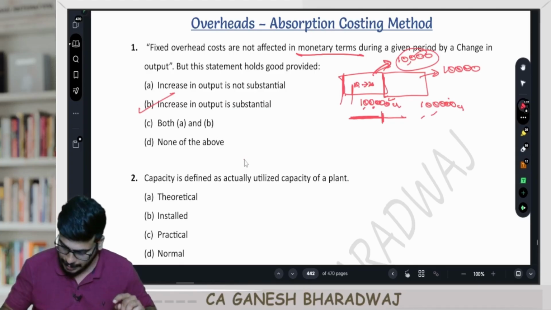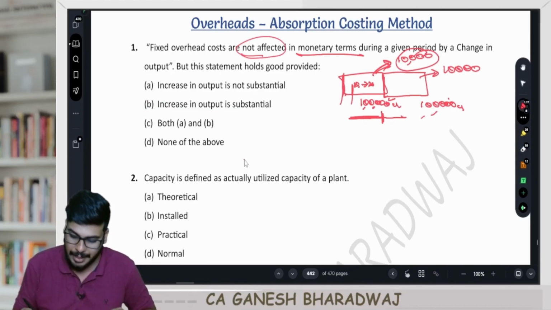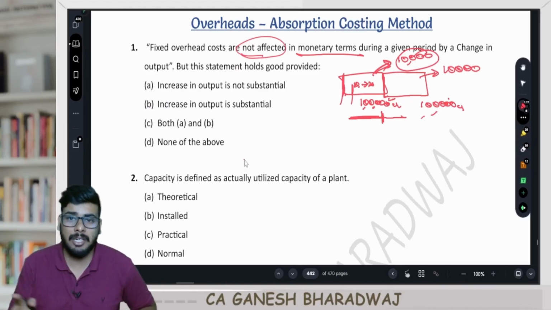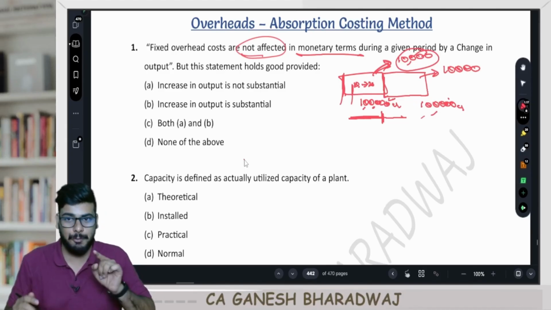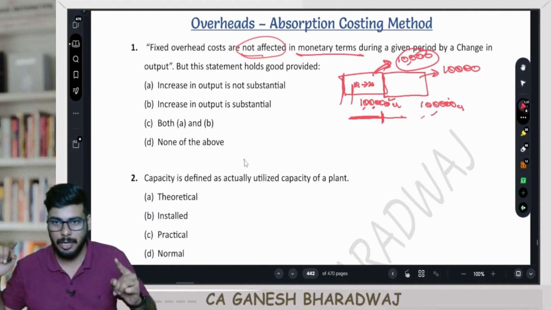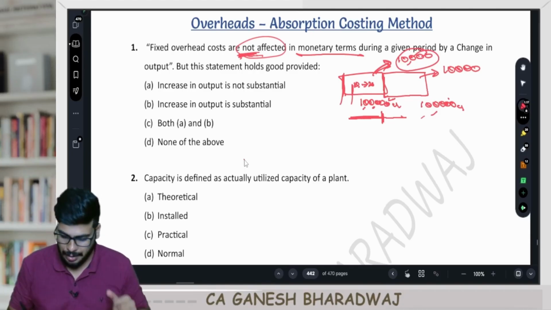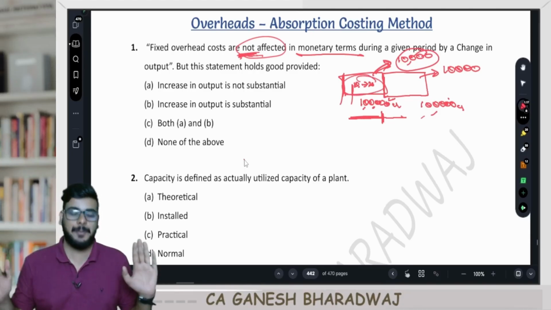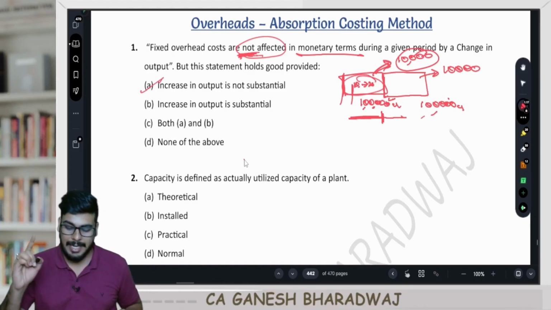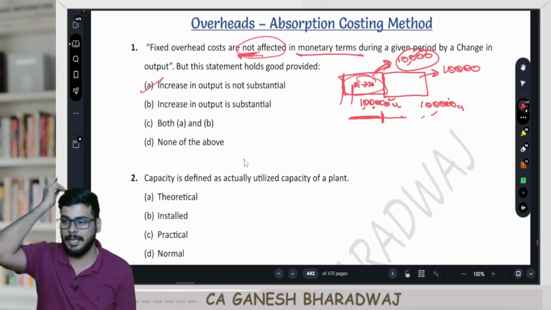One second. I think they have used a double negative here. So fixed costs are not affected in monetary terms during the year by a change in output. So they are saying, when will the fixed cost not be affected? When there is not a substantial change in your output. Correct? That is, the fixed cost will be affected only when there is a substantial change in your output. Clear with this? Look, they have used the double negatives here. So fixed cost is not affected only when your volume does not change substantially. So provided the increase in volume is not substantial, part A is correct. That is, option A is correct in this particular question.